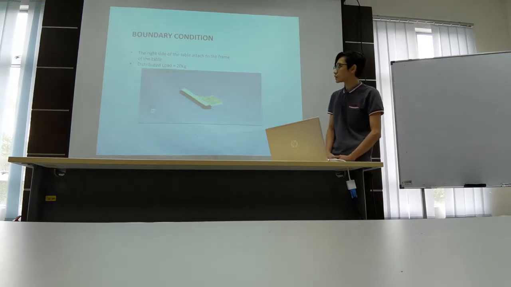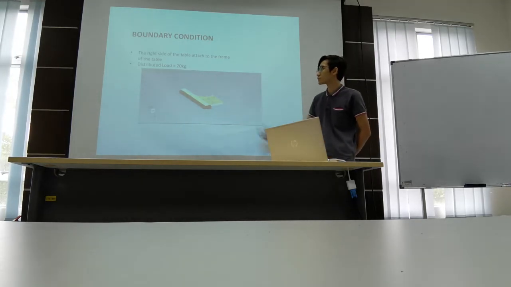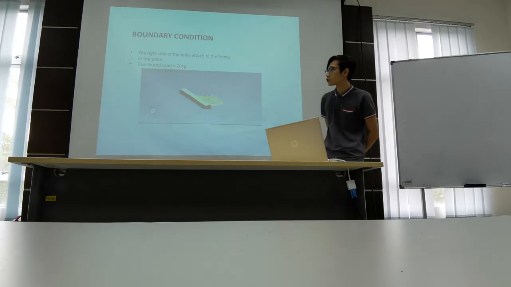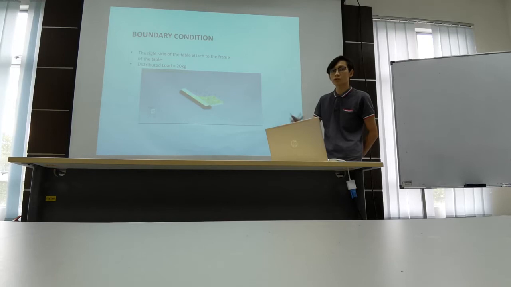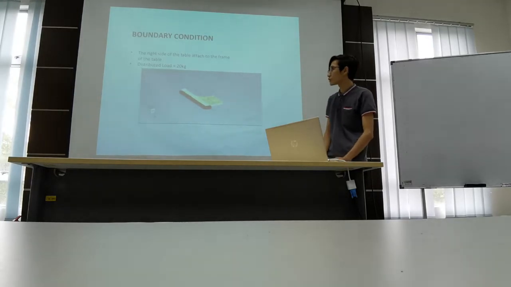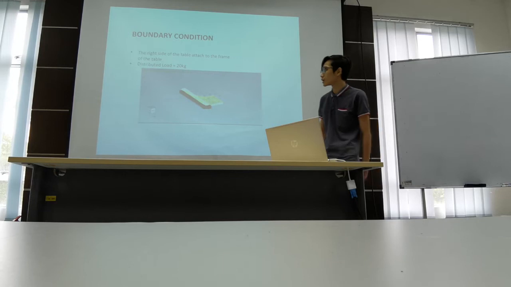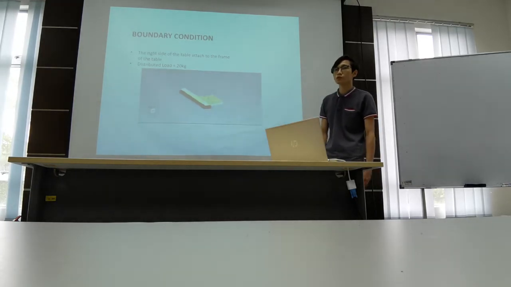So for the boundary condition of the table part, for the right side of the table, we assume that the part is fixed and attached to the frame of the table. So the Q is 0. Then we assume the load distributed among the top part of the table is 20 kg.